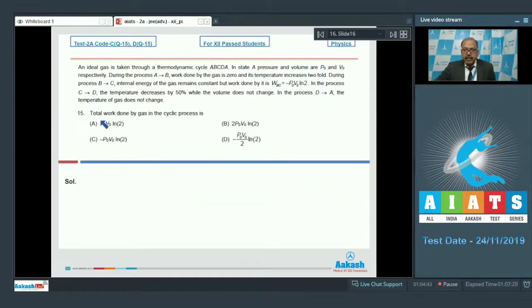Question 15 says total work done by the gas in the cyclic process is, we have been given the 4 options. Well, to calculate the work done in the cyclic process, we go back to the PV graph. Let's draw the PV graph for the cycle again. We had point A here, and let's say here volume is V0, pressure is P0, temperature is T0, and then from A we go to B.